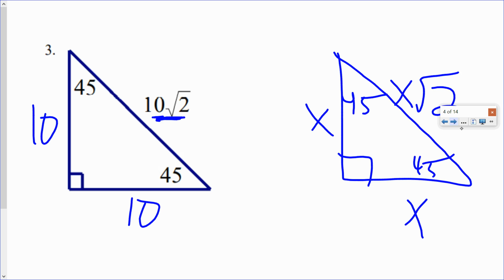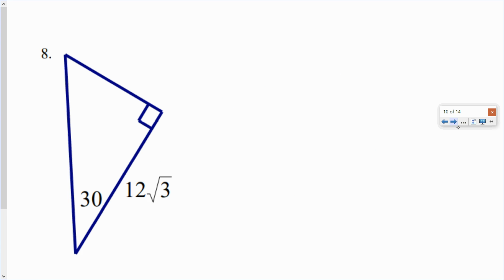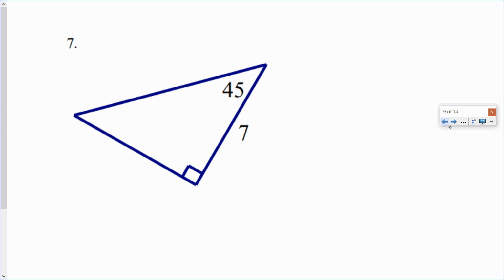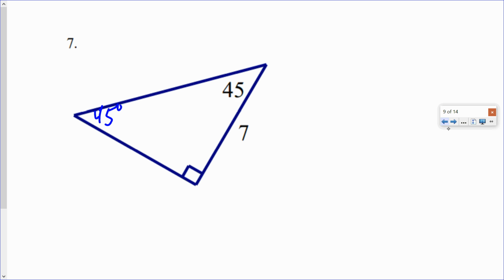So why don't you try numbers 7 and 8 on your own right now? They're a little crooked, just a little hint. Once you have one, you have the other. If one of the angles is 45, then it's a 45, 45, 90. If one of the angles is 30, then it's got to be a 30, 60, 90. So please pause, try 7 and 8 on your own, and then unpause.